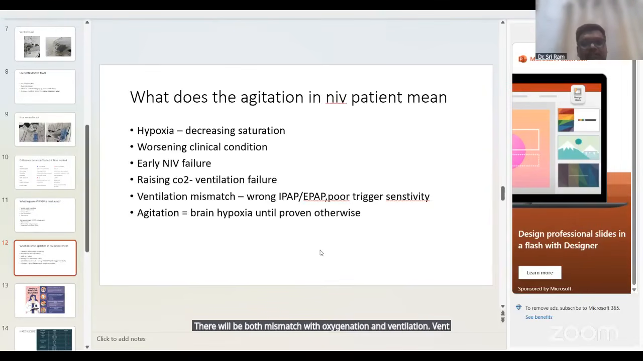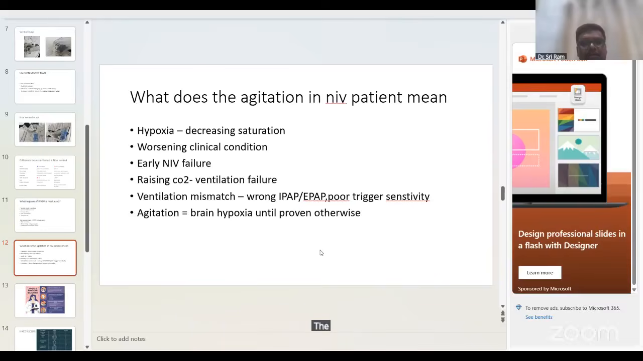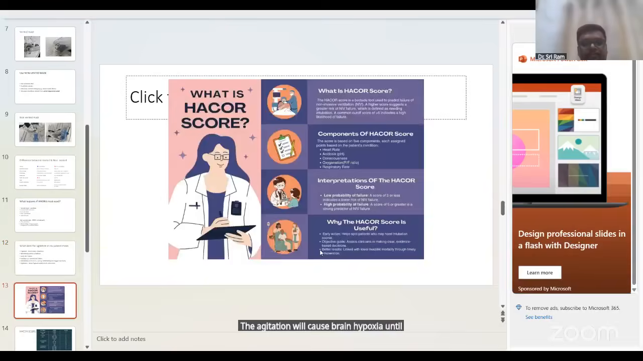Ventilation mismatch occurs when there is a wrong I:E ratio or poor trigger sensitivity. The agitation will be considered brain hypoxia until proven otherwise.